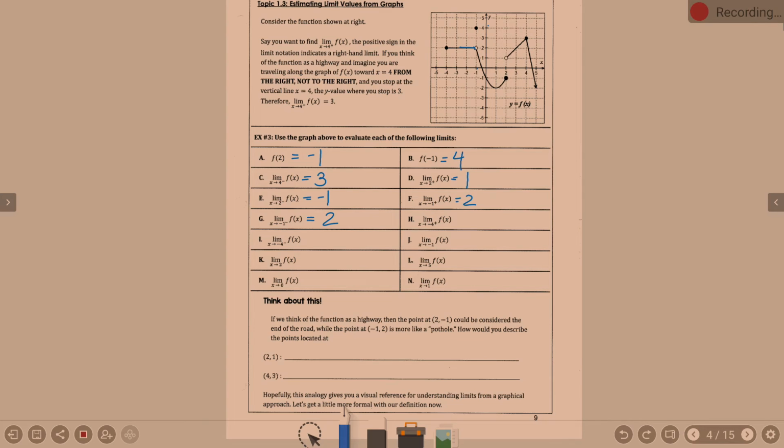Okay? As x approaches -4 from the right. Here's -4 from the right. We're still at that horizontal level of 2. Okay. As x approaches -4 from the left. We're just 2 because the graph does not exist there. From the left, would it be 0? No.